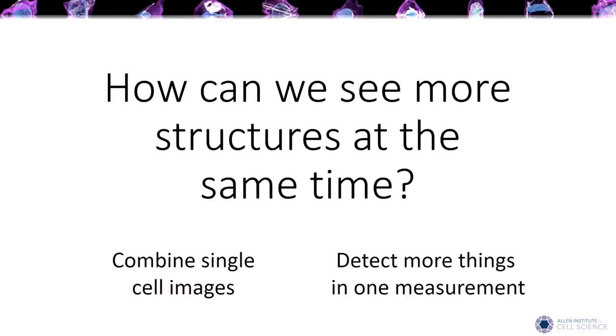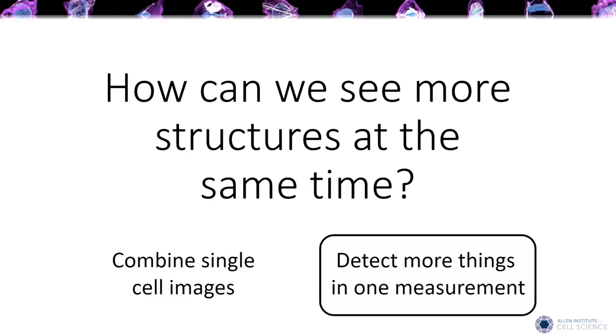So what are ways that we can see more structures at the same time? What are ways we can get around these limitations? Right now, today, I kind of want to split this into two different approaches. One of which is to try and detect more things in a single measurement, in a single field of view. And the other is to combine multiple measurements of individual cells into one image. So let's talk about that one first.